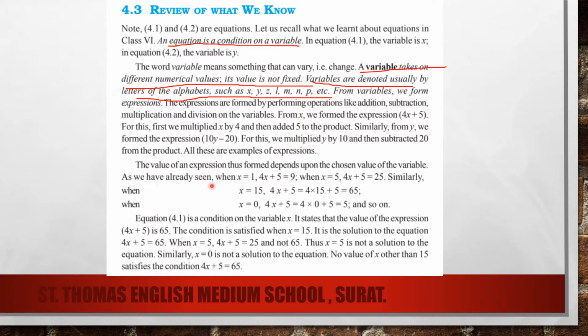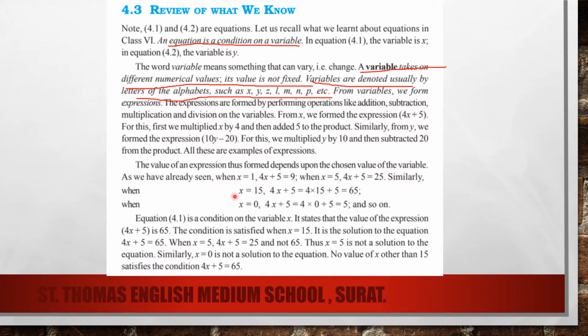As we have already seen, when x is equal to 1, they wrote one equation here, 4x plus 5 is equal to 9. So when x is equal to 1, this equation will be satisfied. That means 4 multiplied by 1, 4 ones are 4. 4 plus 5, that is 9. So when x is equal to 1, the answer is 9. Now when x is equal to 5, let's check what the answer is. 4 multiplied by 5, 4 fives are 20. 20 plus 5, that is 25.